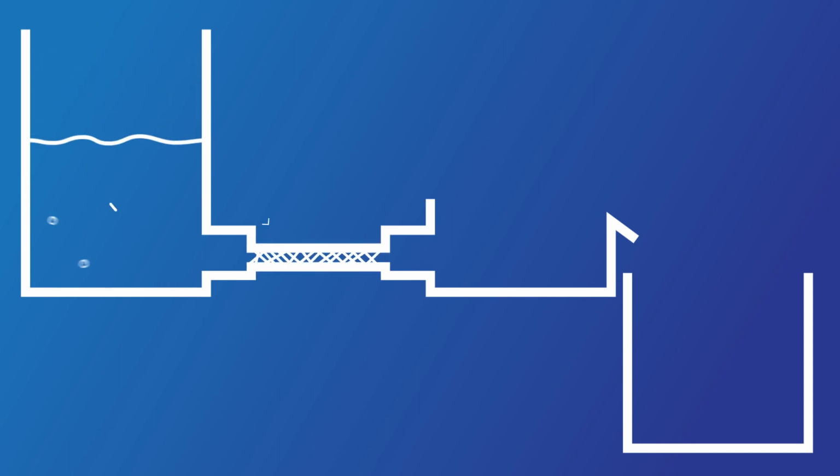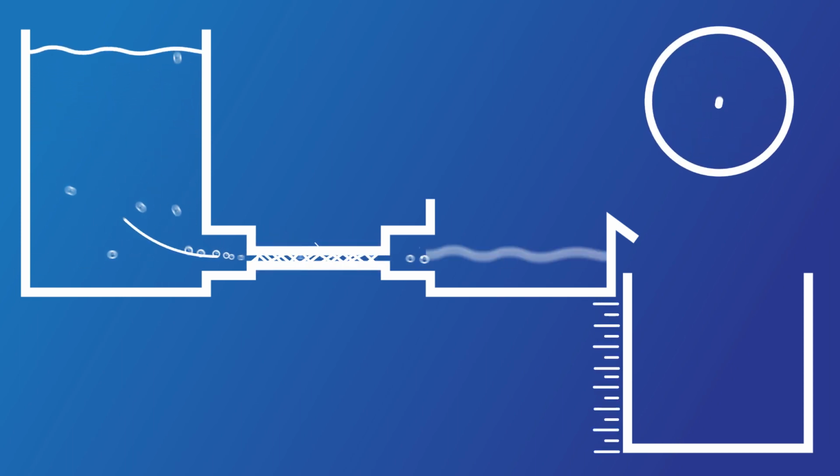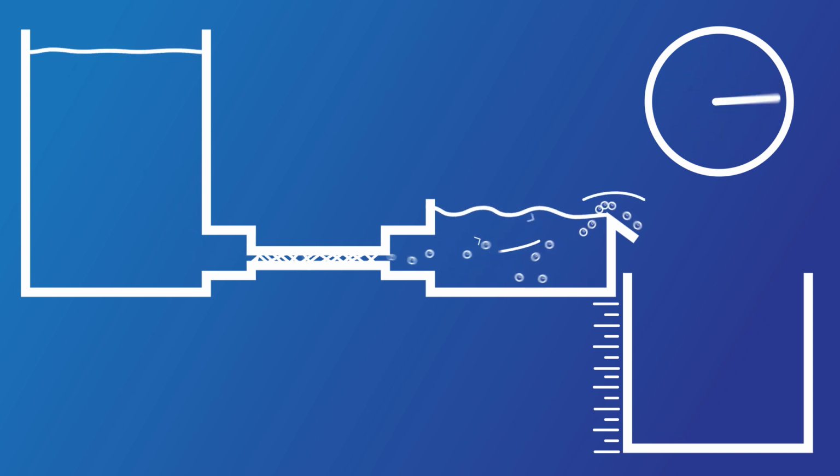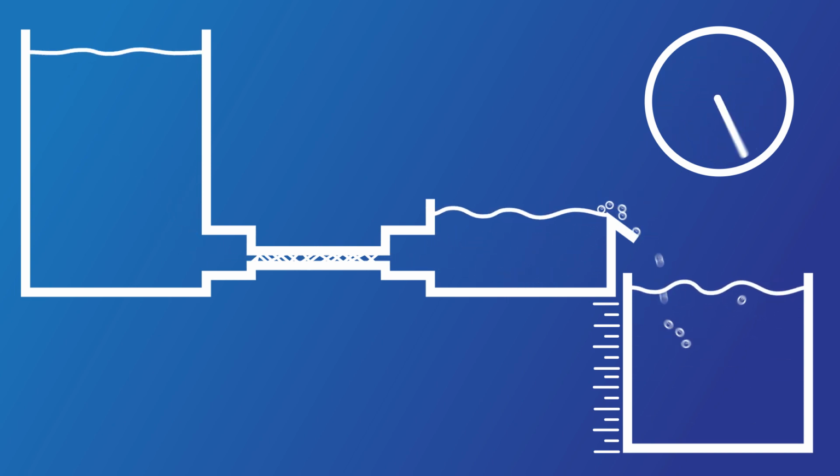So the gradient and the pressure is customizable, and we can run several tests to calculate the flow rate through the sample. And as water passes through the sample, it collects into a graduated cylinder, and we time that and we calculate a transmissivity or flow rate from that.